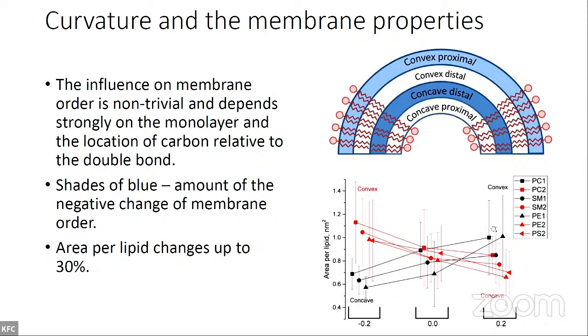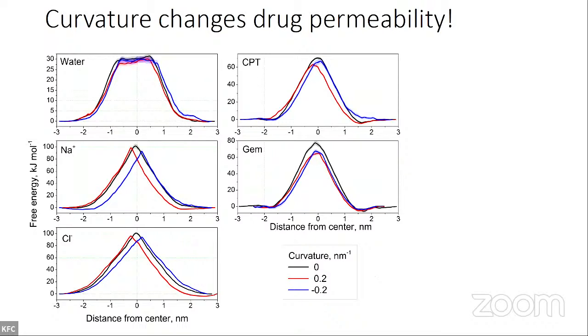And also, if you look at the area per lipid, if you go from the zero curvature to negative or positive curvature, the changes in the area per lipid may reach like 35%, which is a huge change. Now, if you see these huge changes, what happens with the permeability? Well, it depends on which compound is in question. This is water. For water, the changes in the PMF are quite minor to go from the flat membrane to the curved membrane. If we look at the ions like sodium and chloride, the changes are really big. And there's also a shift in the curves and the change of the height of the barrier.